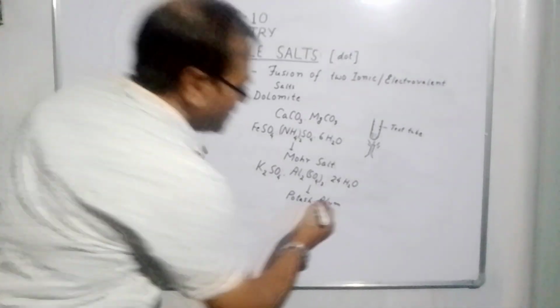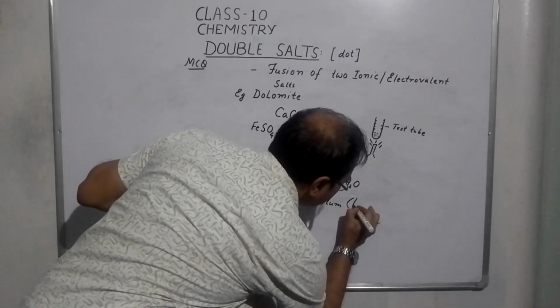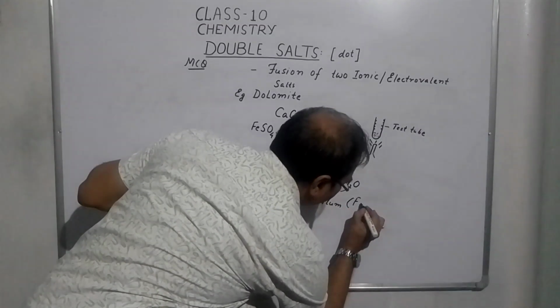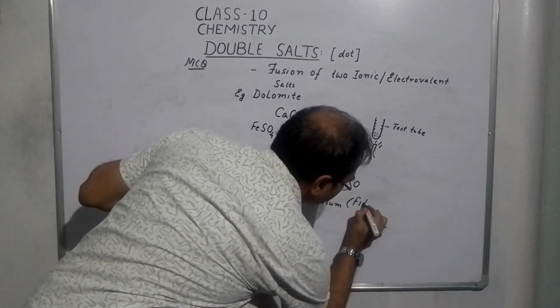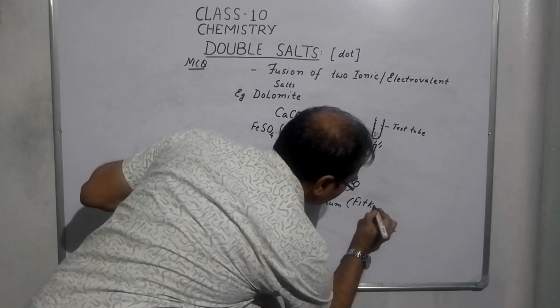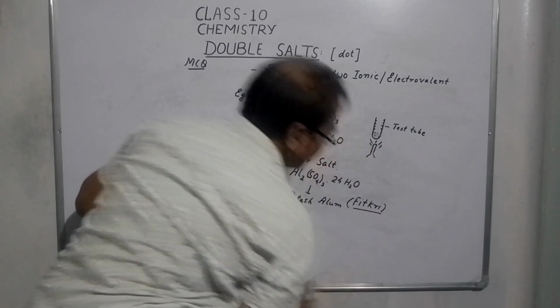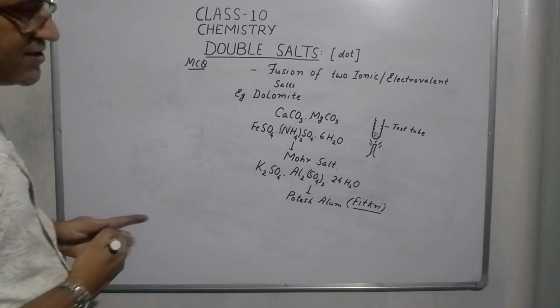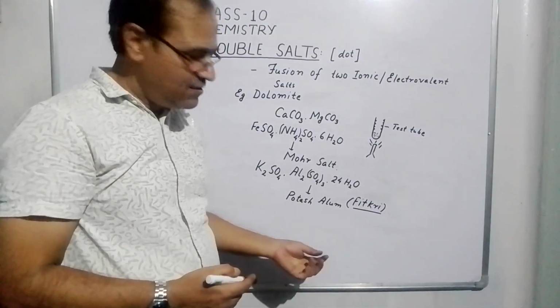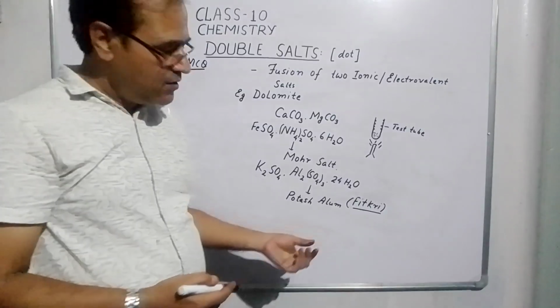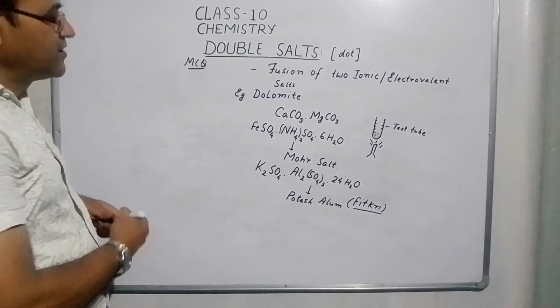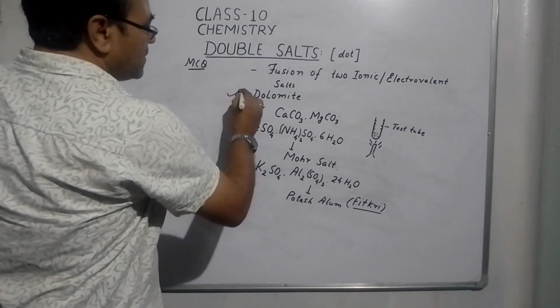Fitkri. You write here fitkri. It is used as a cleaning agent of water. Those who are from the Hindi speaking background, they know fitkri. It is available in the market in any grocery shop, so you can buy it. So these are the 3 most important double salts.